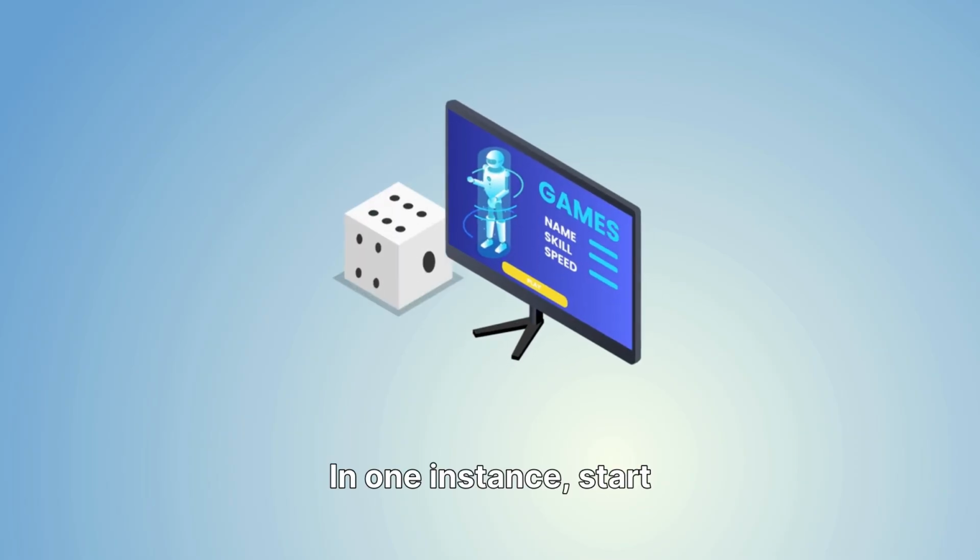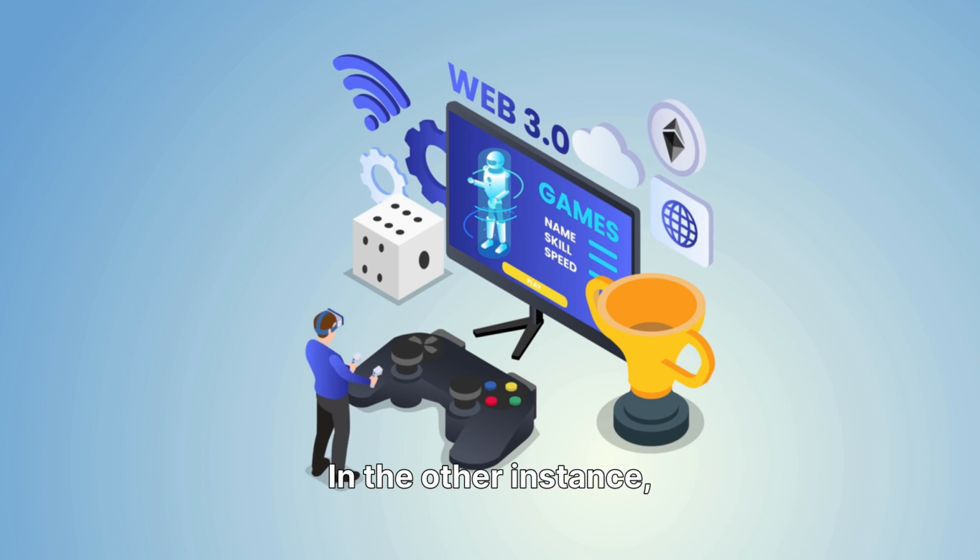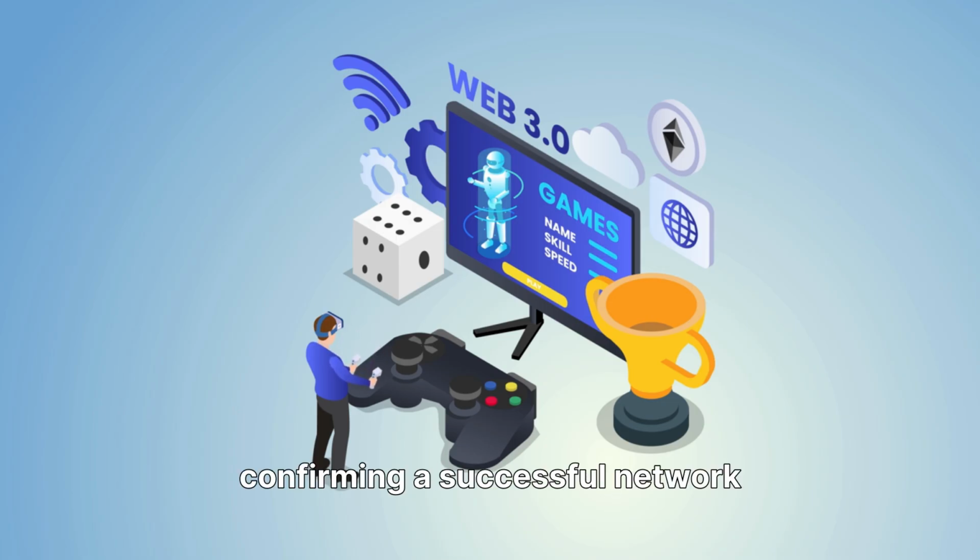In one instance, start as a host, which will act as both a server and a client. In the other instance, connect as a client. You should then see 2 player instances in the scene, one controlled by the host and one by the client, confirming a successful network connection and player spawning.